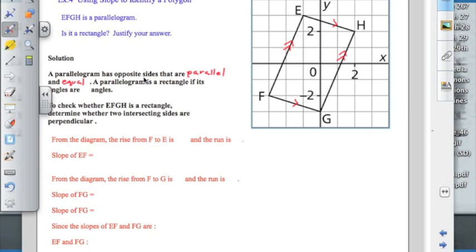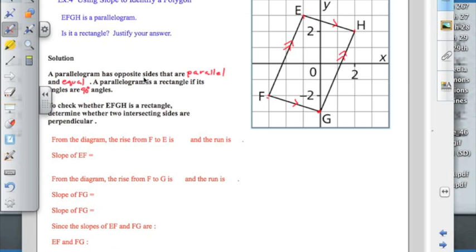Okay, so that would mean that EF is the same length as HG, and also that FG is the same length as EH. So now a rectangle has the property that opposite sides are equal and that the interior angles are all 90 degrees. Fill in that bit of information there.